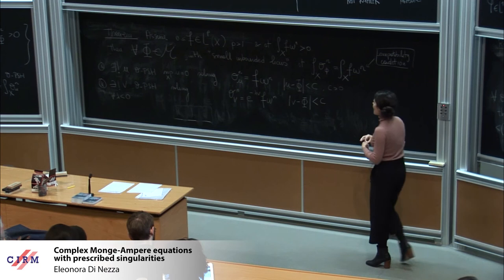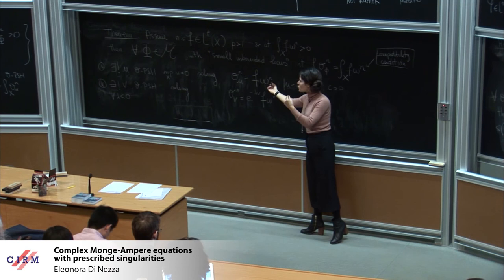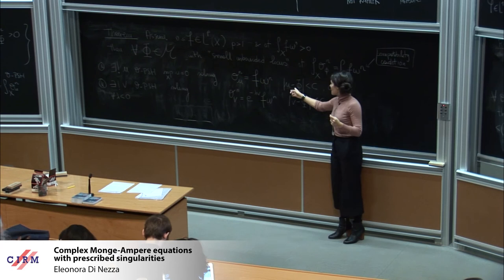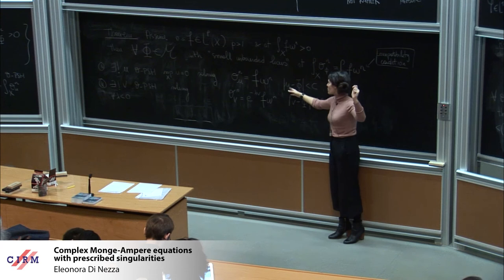In which way? I can solve them in a very special way, because not only can I ensure the existence and uniqueness of a solution, but I can ensure that the solution in both cases is going to have the same singularity type of the potential I chose at the beginning, this phi. Having the same singularity type means exactly that the difference is bounded.